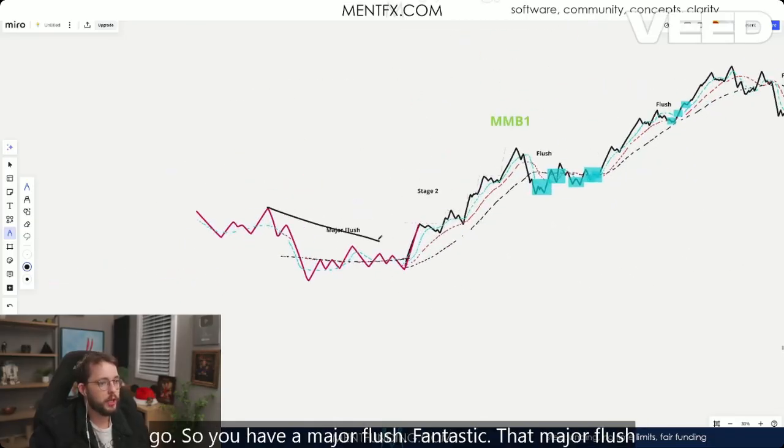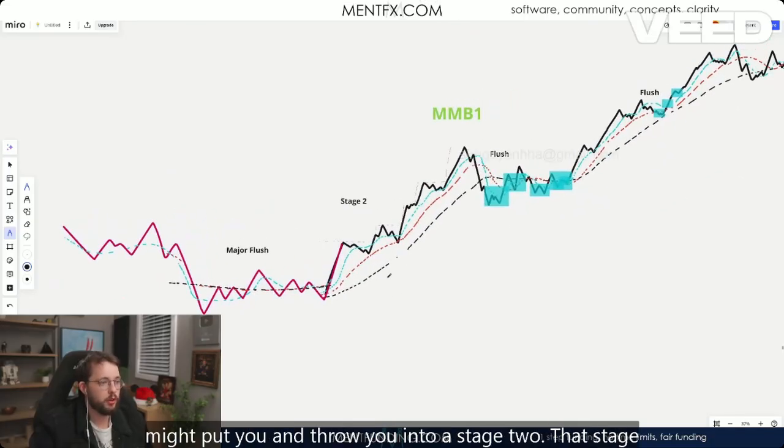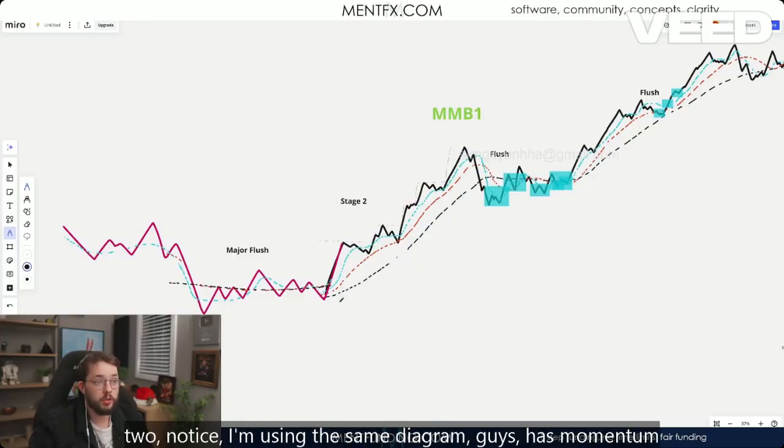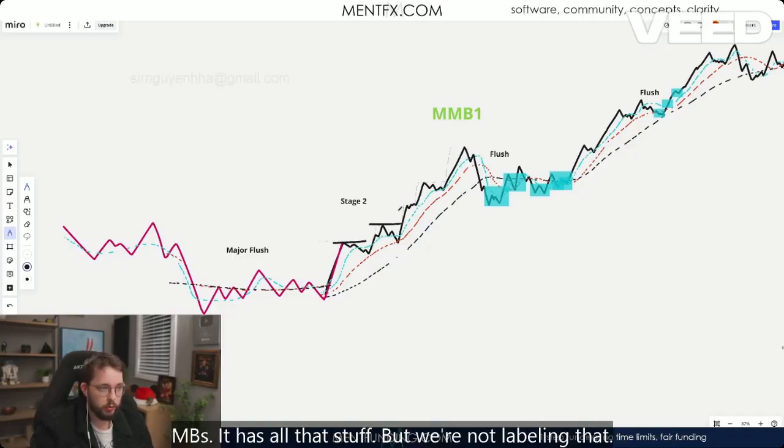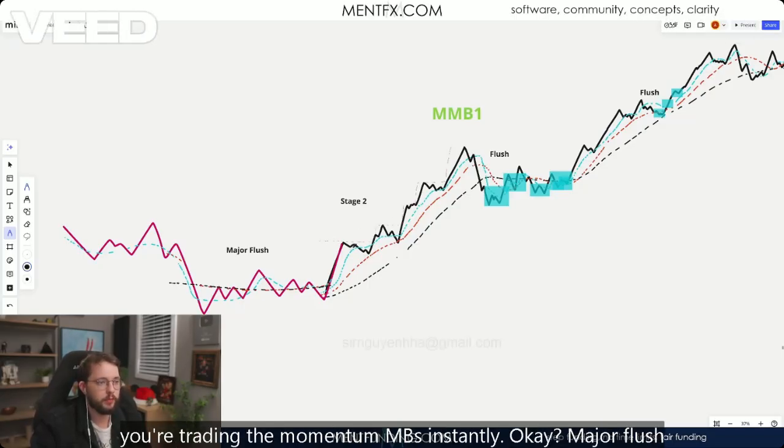So you have a major flush. Fantastic. That major flush might throw you into a stage 2. That stage 2, notice, I'm using the same diagram, guys, has momentum MBs. It has all that stuff, but we're not labeling that. We're not interested in that. That's not what I'm necessarily trading unless you've decided for yourself that you're trading the momentum MBs instantly. Okay? Major flush into stage 2.